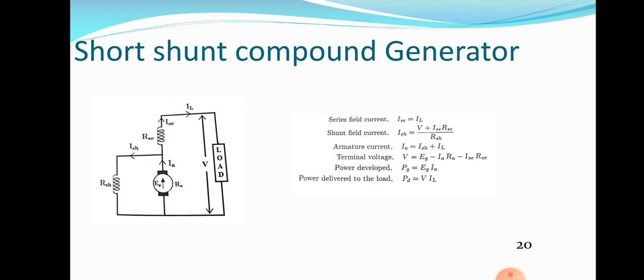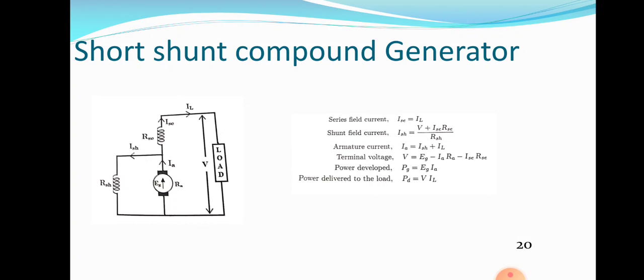So armature current IA is equal to, I told you, ISH plus ISC, or ISH plus IL. Both are same. So what about terminal voltage? V is equal to EG minus IARA minus ISCRSC. Generated EMF in the armature EG minus IARA minus ISCRSC. So look at the figure. With the help of the figure, you can write the equation.